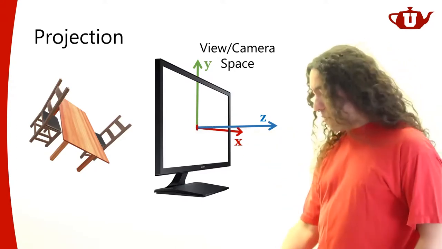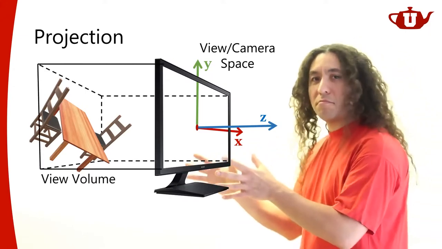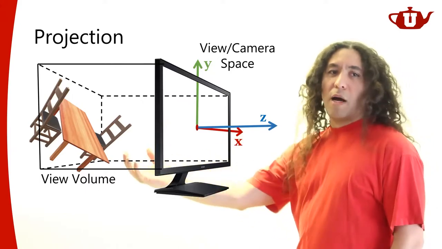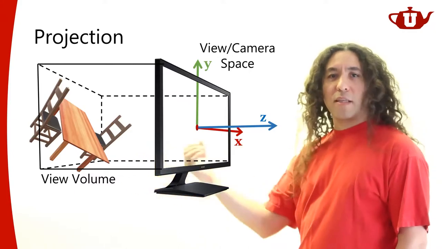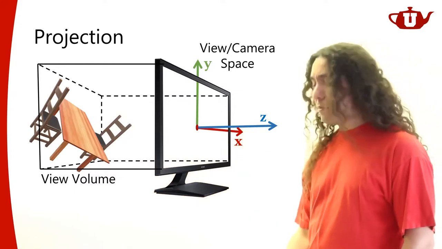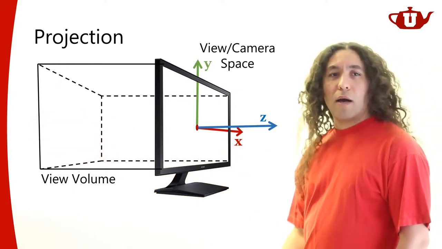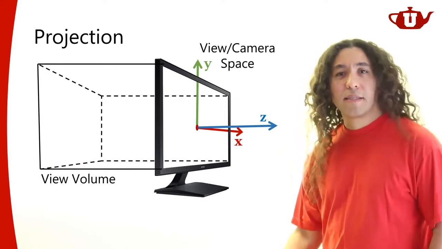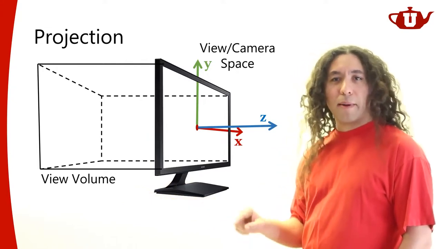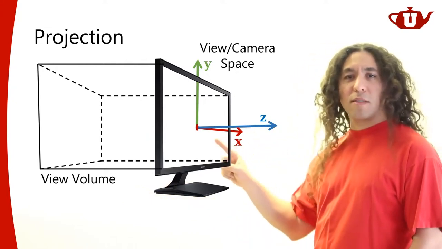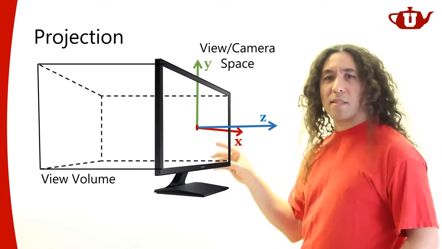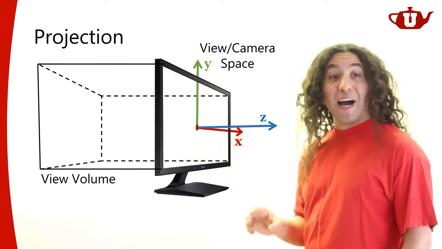So my view volume contains, you know, a part of these objects, maybe all of them, maybe a part of them. So I'm just going to be projecting these to the screen to see them, right? So the question is, how am I going to define this view volume? I mean, I know how to define the camera coordinates. We talked about this, right? So I know how to transform vectors into this space, but this view volume has to be defined as well.